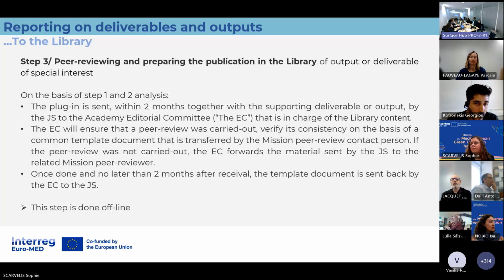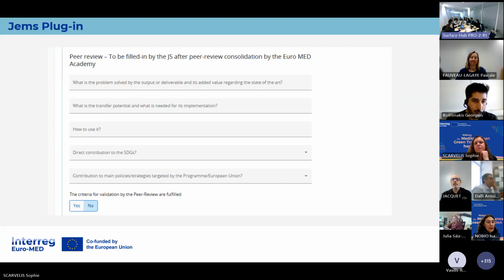When it's done, this template document, which I will show you in the next slide, is sent back by the editorial committee to the Joint Secretariat, which will consolidate the peer review. We basically take the information of the peer review and the information that will prepare the publication of the output and the document in the library, that is to say the content of the library. We will enter them into the system manually, directly.